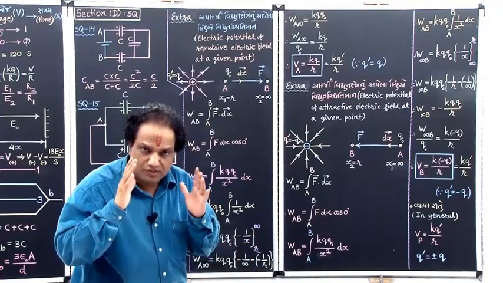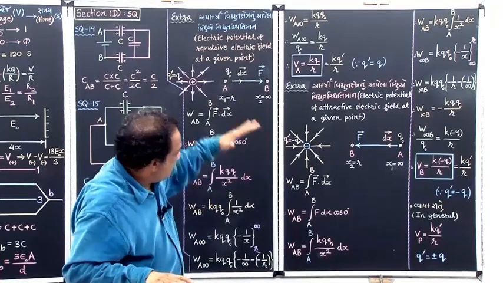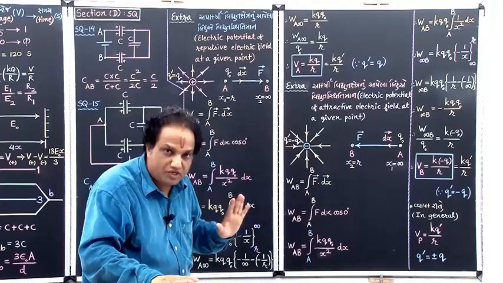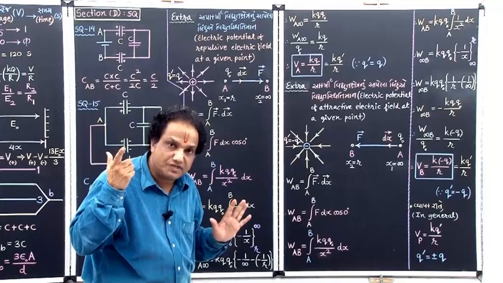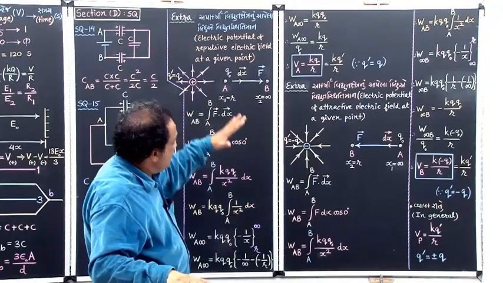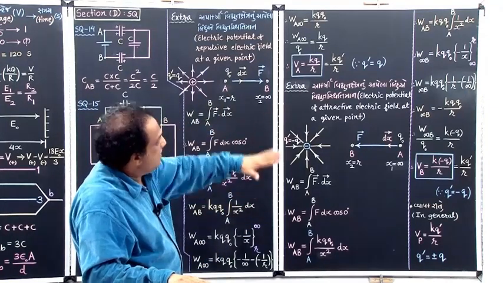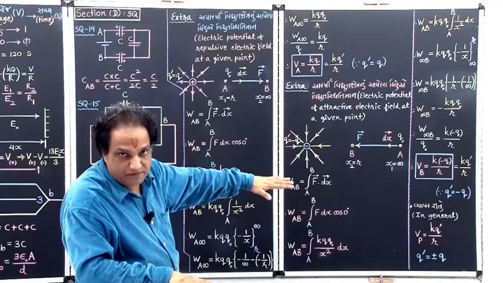Correct? So just keeping this point in mind, we have derived the formula of electric potential produced by a point charge. Correct? I hope you must have understood everything and you will appreciate this labor which I have put in. Thank you.